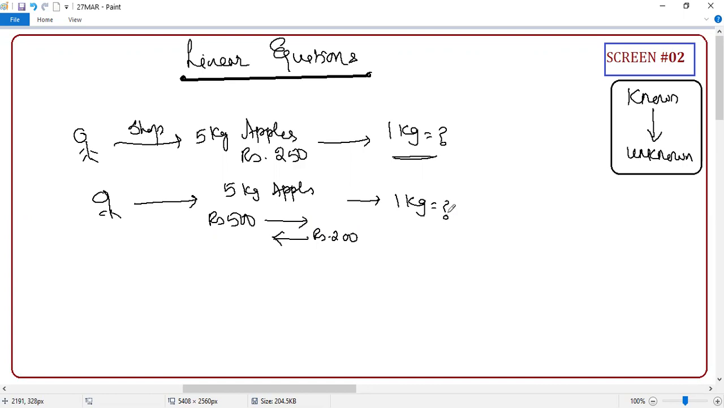1 kg apple, how much? Guys, thinking a lot. 40. 40 rupees. No. Think, student, you are going to a shop and you are paying 500. I thought it was, sir, 60 rupees. 60 rupees. Excellent. 60 rupees.